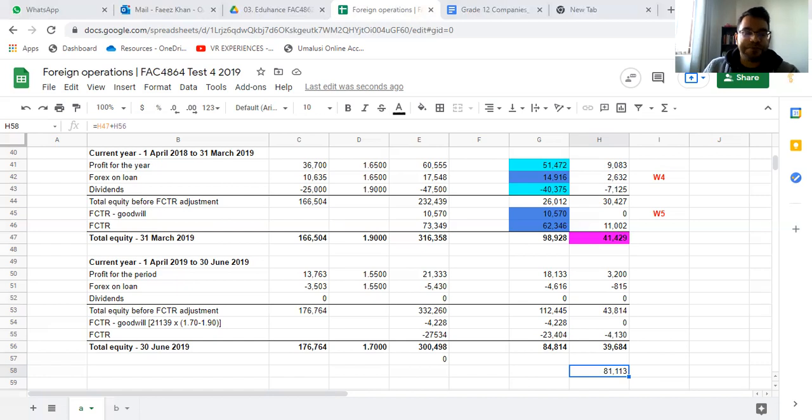Okay, so remember, the journal entries that we're going to have to do in order to account for the disposal of the subsidiary, we're first going to have to account for the consolidation journal entries for those three months. So we're first going to do normal consolidation, and then we're going to have to deal with the disposal. Okay, so let's just quickly have a look.